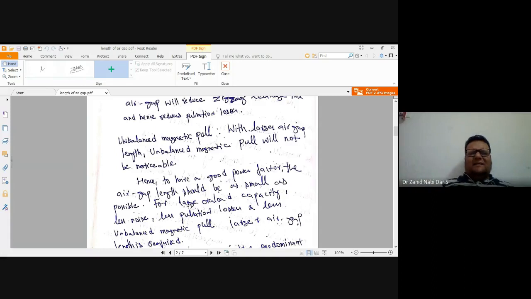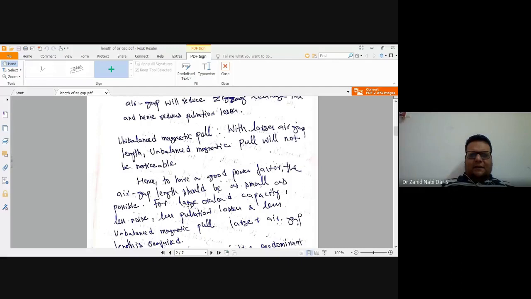Now a doubt arises in our mind. At one time we want the power factor to be improved, and for the power factor to improve, the length of the air gap should be less. Now for other factors, the length of the air gap should be more. So now how do we design it?